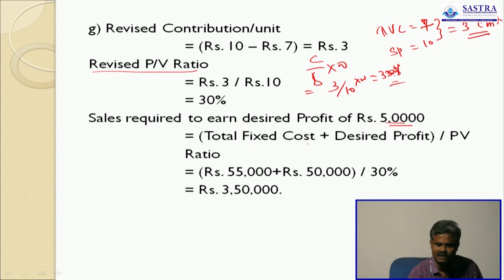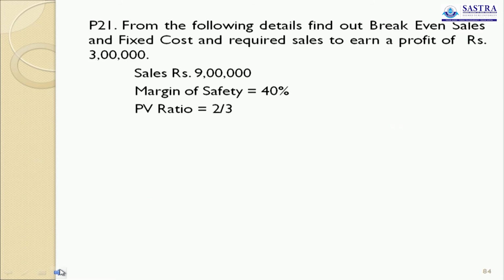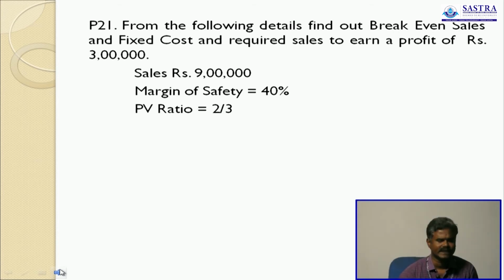So, sales required to earn a desired profit of 50,000. So total fixed cost plus desired profit divided by PV ratio. So 55,000 fixed cost, 50,000 is the profit for the year 2015-16. So it is given, 55 plus 50 divided by 30, 3,50,000. So sales required is 3,50,000 when we have to earn the profit of the year 2015-16. I hope all of you have understood this formula, I mean problems. Now, I shall move to the next problem.